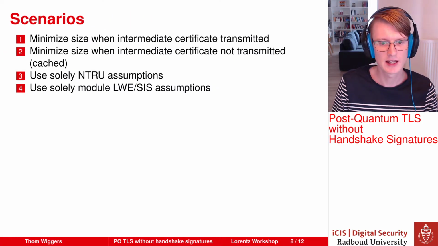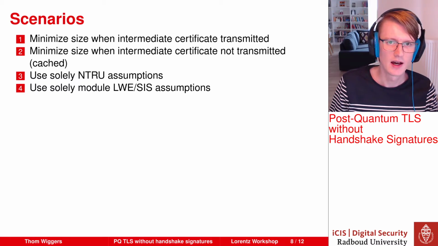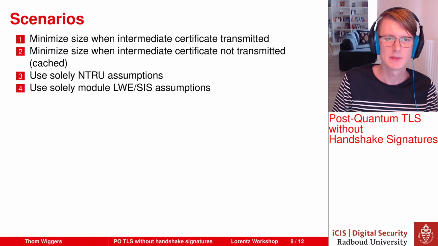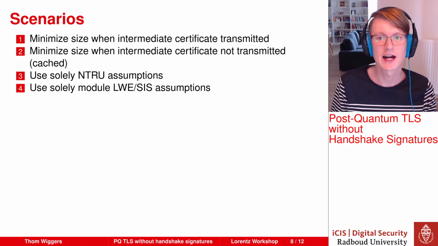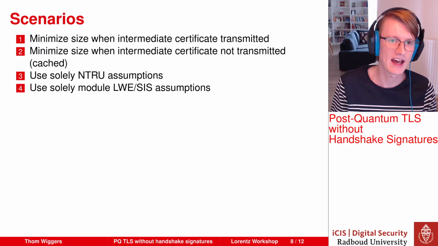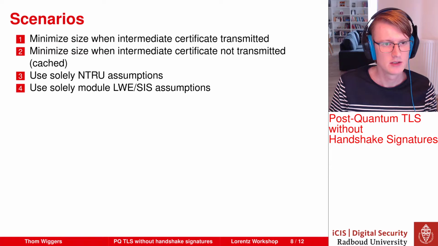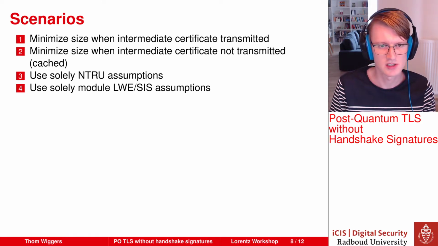So we're going to look at some scenarios in our experiments, because we also did experiments. We are going to try to pick algorithms such that we minimize the size when you transmit such an intermediate certificate or when you leave it out. For example, it was cached or you don't have one. And we'll see that we have different choices in algorithms there. Then we use one that is solely based on NTRU assumptions, and one that's solely based on module LWE and MSIS assumptions.